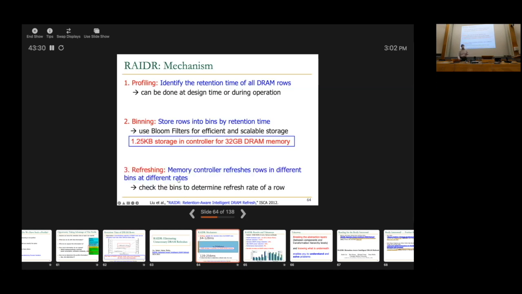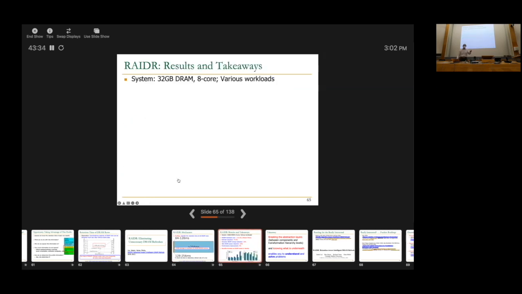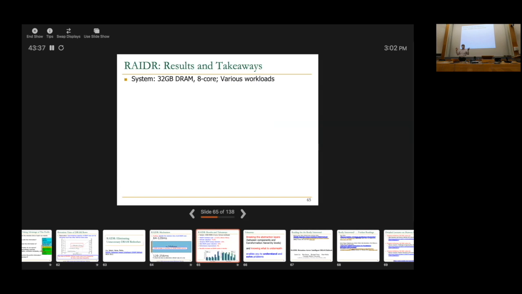And the memory controller refreshes rows in different bins at different rates. That's simple, basically. And let me give you the results. If you do a simple idea like this, it sounds very simple, right? And I think it's very simple, actually. Hardware cost is low. Refresh reduction is almost 75%. You can actually extend the idea to reduce the refreshes by more than 90% too, but hardware cost increases.